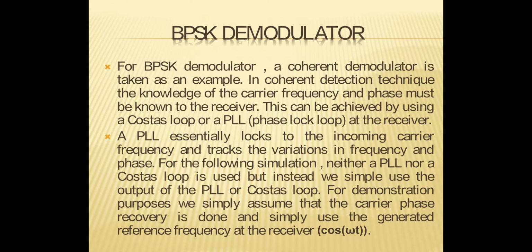In the demodulator, a coherent demodulator is taken as an example. In a coherent detection technique, the knowledge of carrier frequency and phase must be known to the receiver. So this is one type of detection. If it is incoherent, there will not be knowledge of the phase and frequency of the carrier. Now in coherent detection, we have the knowledge of carrier frequency and phase. This can be achieved by using a Costas loop or PLL, phase lock loop, at the receiver. A PLL essentially locks to the incoming carrier frequency and tracks the variations in frequency and phase.